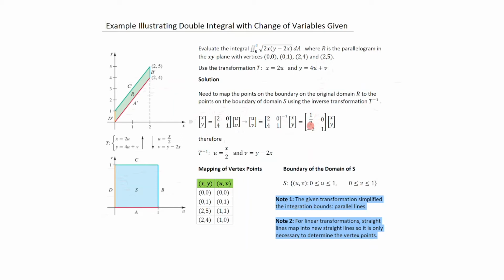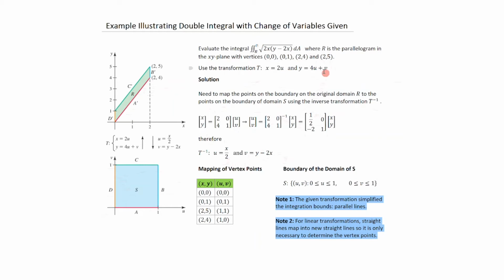If you write this out in equation form, this would be 1/2 x equals u, and minus 2x plus y is equal to v. And that's basically what I've written here. So this is the inverse matrix, and this is the original matrix. And they're linear. You'll see they're linear in the variables y and x. In this case, x is linear in u and v.